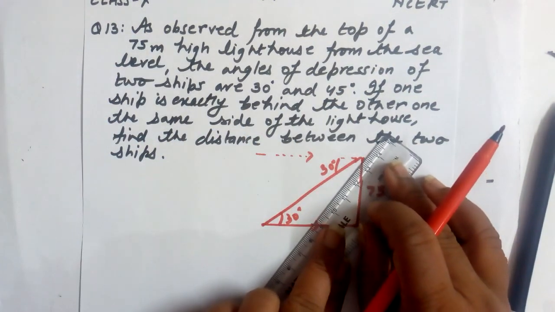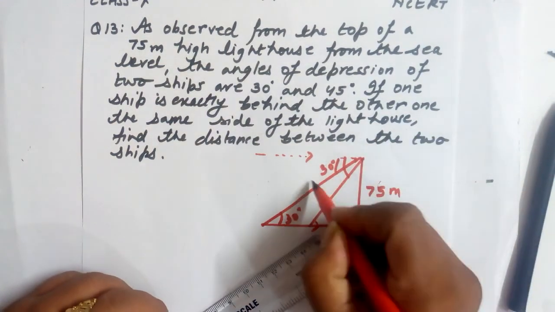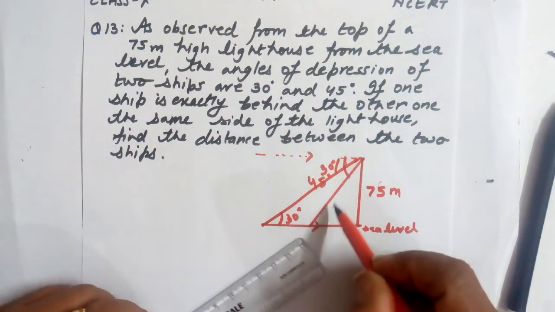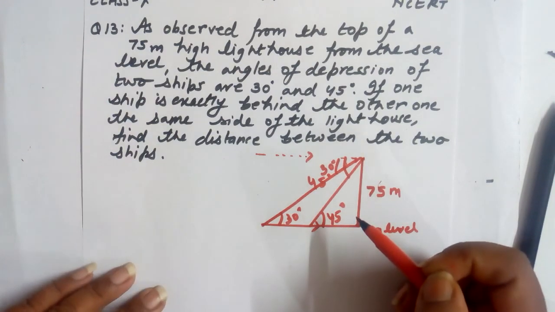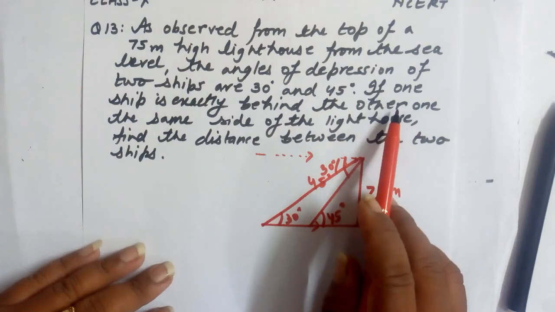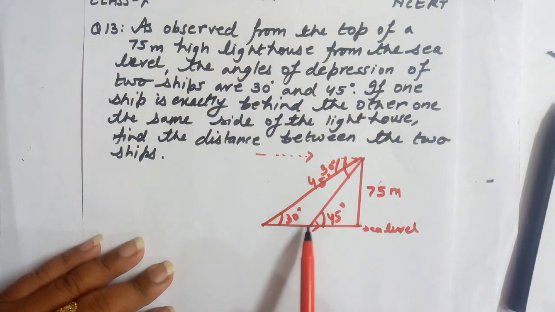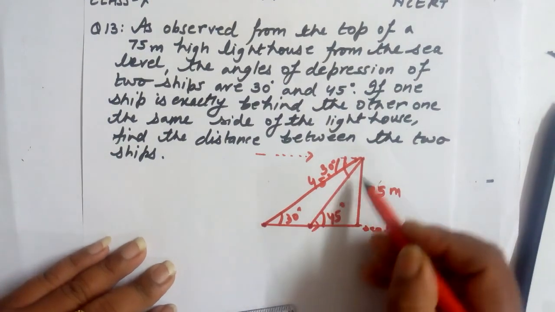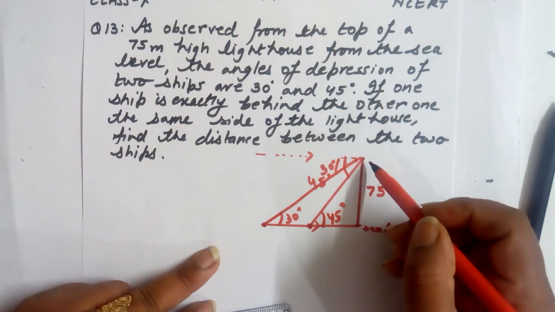So now the angle of depression is 45 degrees. This angle will become 45 degrees as an alternate angle. According to the question, the two ships are behind, meaning one ship is behind the other ship. These are the 2 points of the ships where they make the angle of depression when we see from the top of the lighthouse.